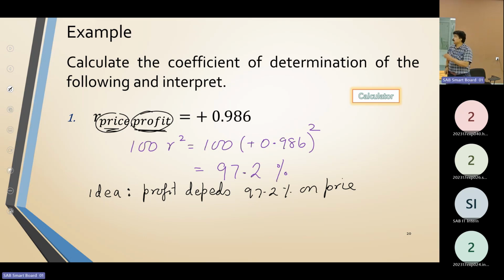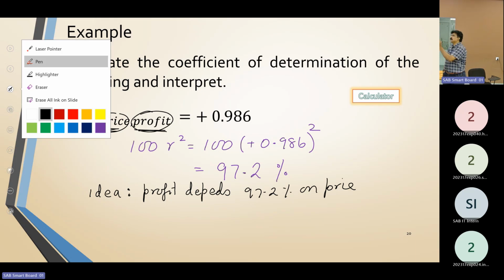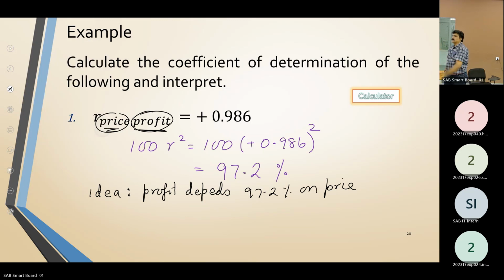So how do we interpret this? We have the idea, but you don't have to actually write it; I have written it for your reference. This is there in our mind. So how do we write the interpretation?